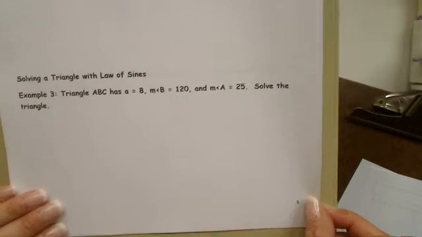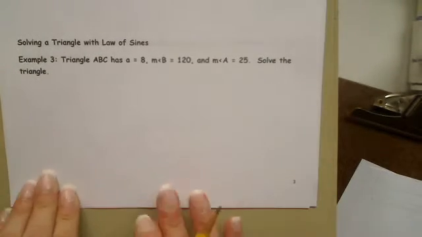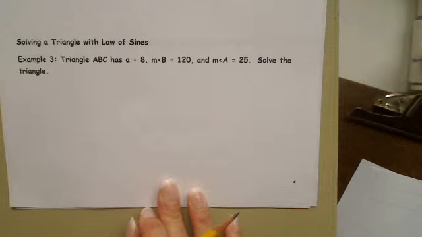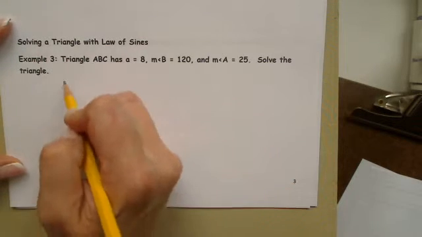All right, in our next example, we're going to actually solve a triangle. And from our right triangle trig unit, we should remember that solving a triangle means you are not going to stop until all the sides and all the angles are known or labeled. So I'll draw a picture of the situation they've given us. This one's just for you to watch. Triangle ABC, little a is 8, angle B is 120.